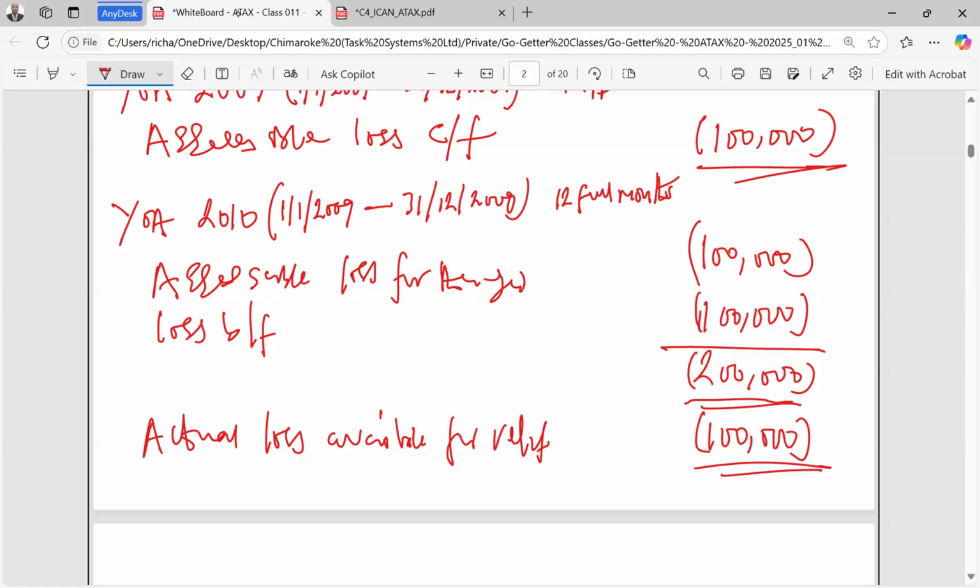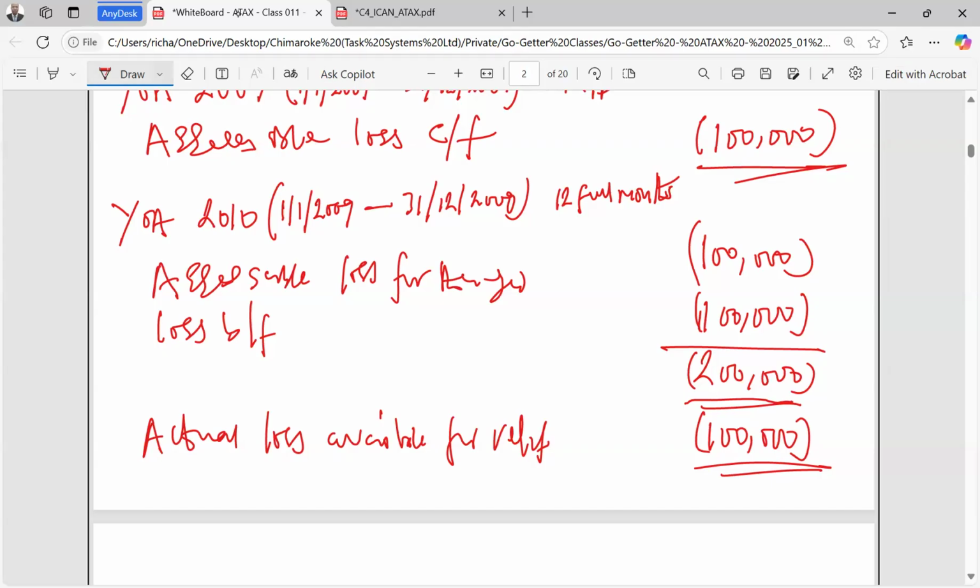If it were to be profit, they would have charged the profit tax twice. But now look at loss. They are now looking at it: it must not be more than the actual loss. But it's fine, that is the law. So you cannot take 200,000 for the next year. It must always be the actual loss, 100,000.